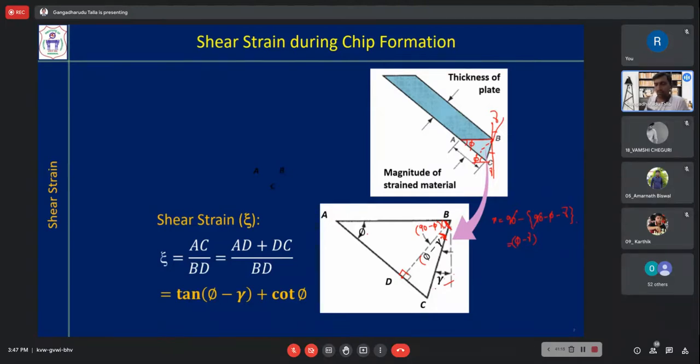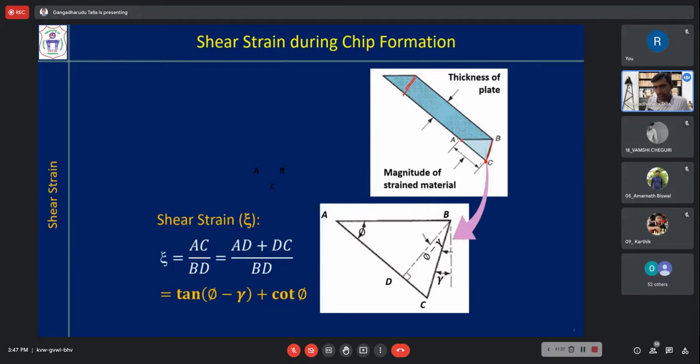Okay. Now if you want to find the shear strain, for that only you are doing all this. Now what is shear strain according to the definition? It is the displacement, that is AC. So initially the material is like this.